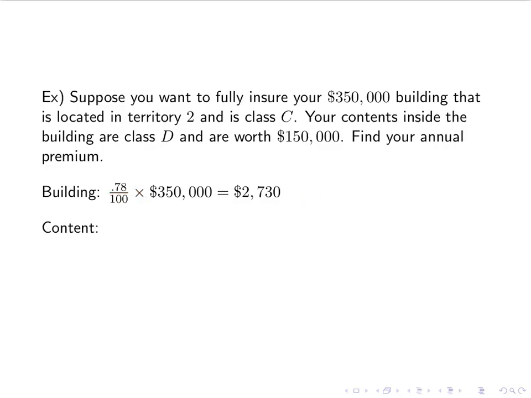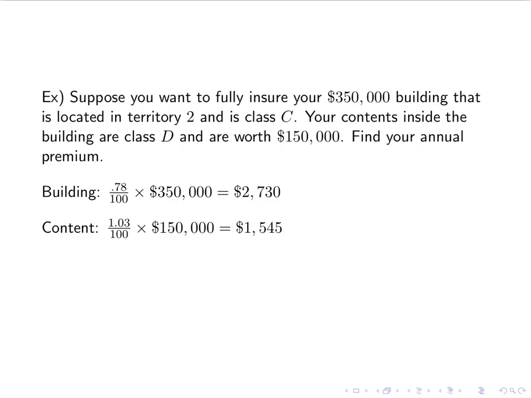For the content, it's still Territory 2, right? Your content is inside the building. So if the building's in Territory 2, the content better be also. But we're in Class D. So if we go to Territory 2, Content Class D, we should be getting 1.03 from the table. And then we multiply it by the face value of the contents, which is $150,000. Okay? And we should be getting $1,545.